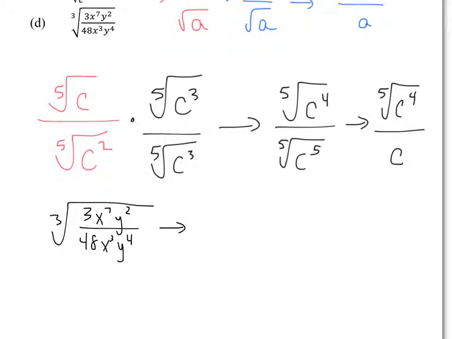Simplify. Yeah, so what do you get when you simplify everything? What's 3 over 48 really? 3 over 48 reduces to what over what? 1 over 13. Wait, no.